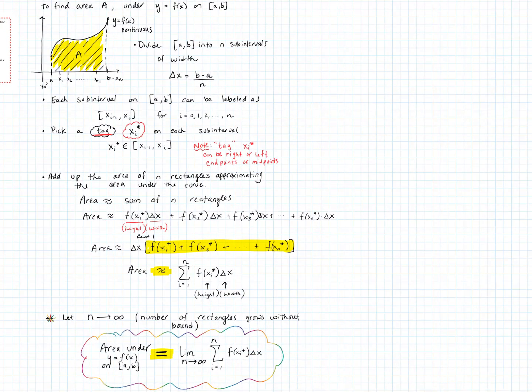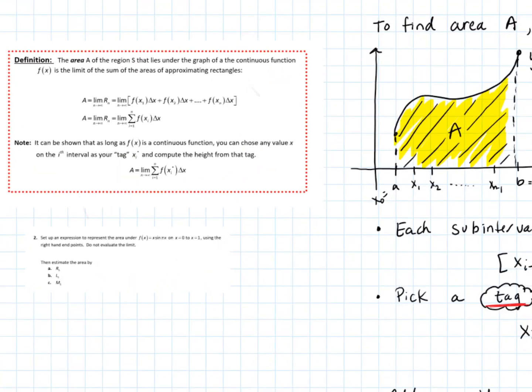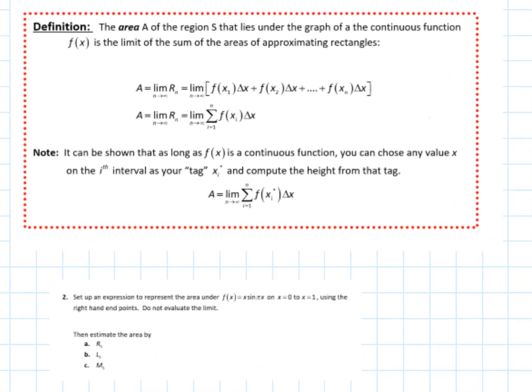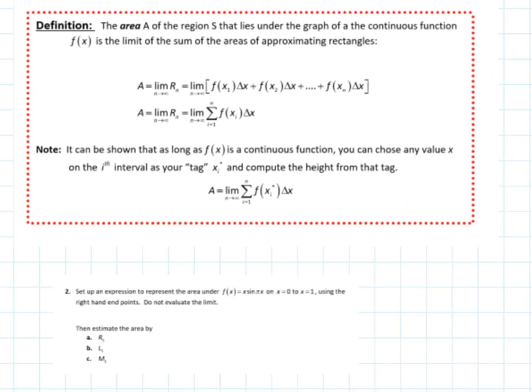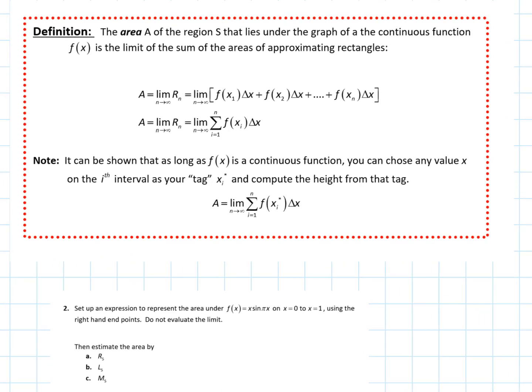All right, and that does give us a definition. That gives us the definition here that I have, and I will project it if you want to write this definition down. The area A of some region S that lies under the graph of a continuous function is the limit of the sum of the areas of the approximating rectangles. Notice here on this first one, I actually used R sub n, the right-hand endpoints, but this is more important, and this is where I want to highlight. This is a more important result here, that it doesn't have to be the right-hand endpoints.